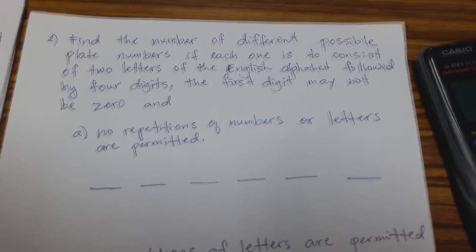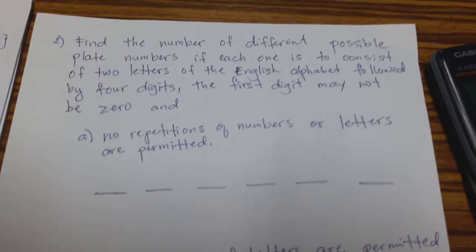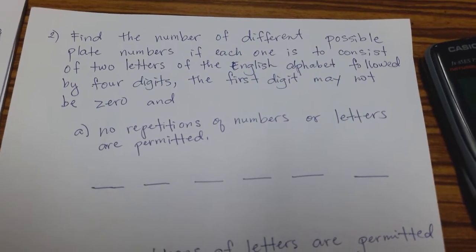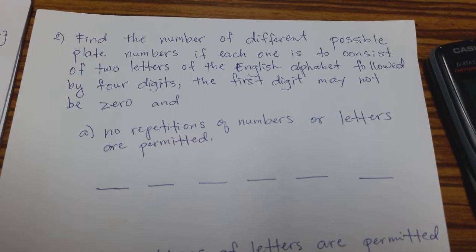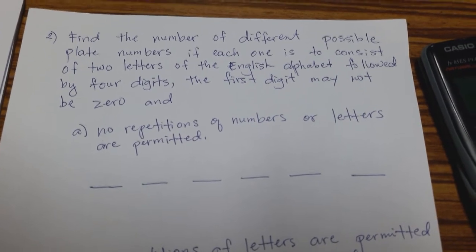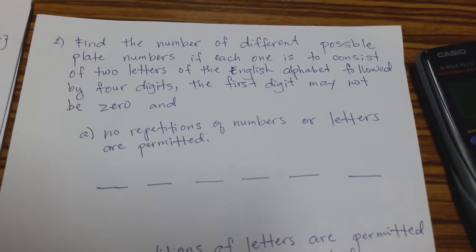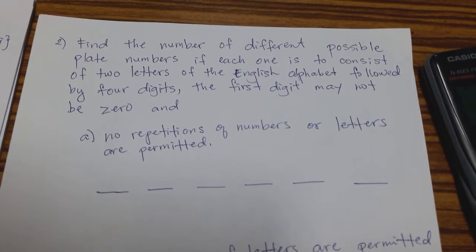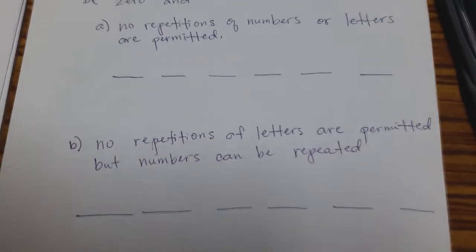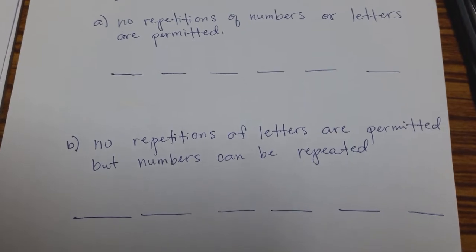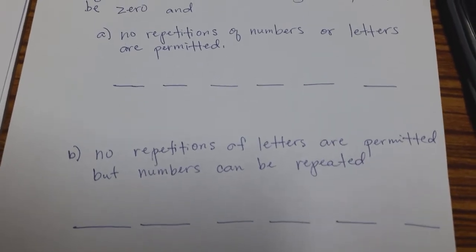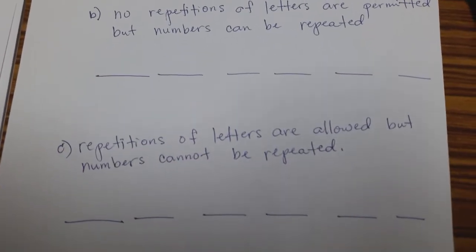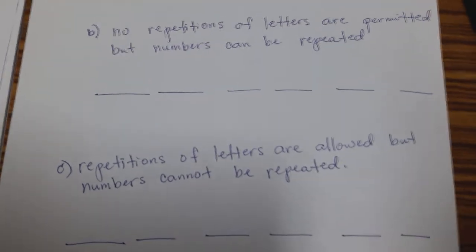Alright, for word problem number 2, find the number of different possible plate numbers if each one is to consist of 2 letters of the English alphabet followed by 4 digits. The first digit may not be 0. Letter A, no repetitions of numbers or letters are permitted. Letter B, no repetitions of letters are permitted, but numbers can be repeated. And letter C, repetitions of letters are allowed, but numbers cannot be repeated.